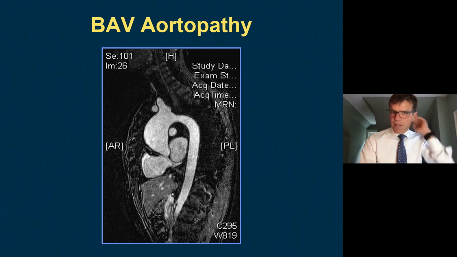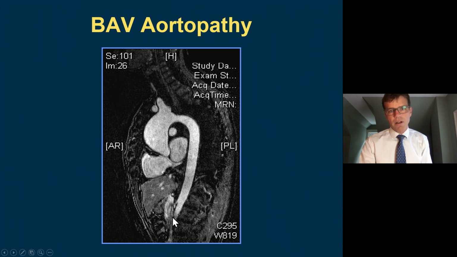I put this slide up because this is a section of somebody's chest. The head is up here, the feet are down here. This is the aorta, and this is the kind of aortic dilatation you can see with bicuspid aortic valves. It's very common if you see somebody with a bicuspid aortic valve to look for ascending aortic aneurysm.